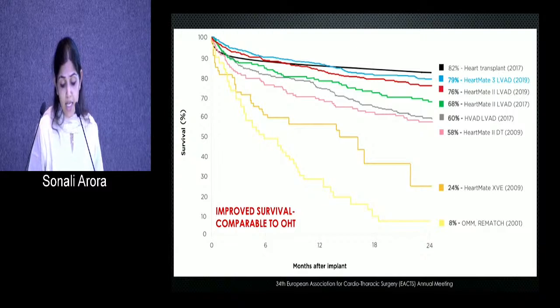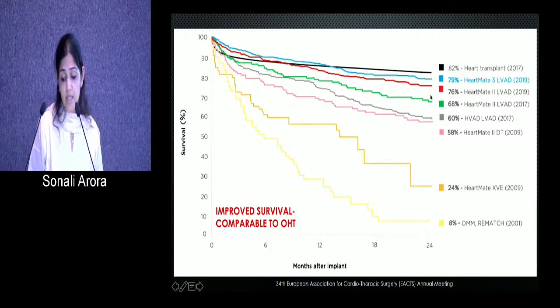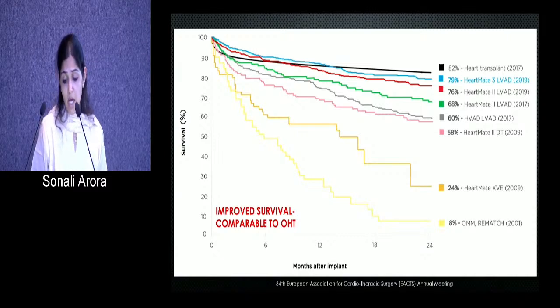So again, as compared to transplant, what is the survival of LVAD? Heart transplant usually has 82% survival after 2 years, and HeartMate 3 is about 79%. There's recent data which says that HeartMate 3 is actually more than heart transplant by 1% or something. So at this point, because of the technology, LVAD and heart transplant outcomes are equal.